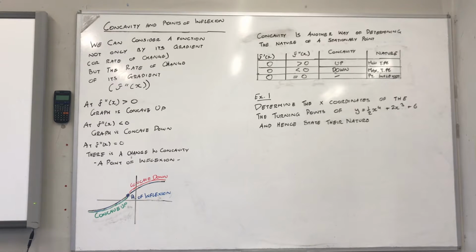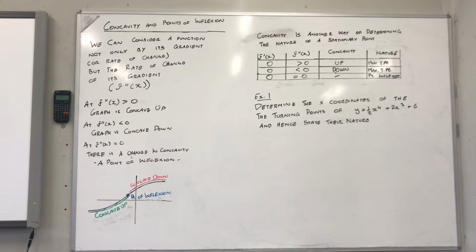So I'll put a wee table up. If we know that f dashed x is 0, as in that must be a stationary point, and then we can find out what the double derivative is, we're able to state the nature. If the double derivative is greater than 0, it's concave up, which suggests it's a minimum turning point, whereas if it's concave down, then it is a maximum turning point.